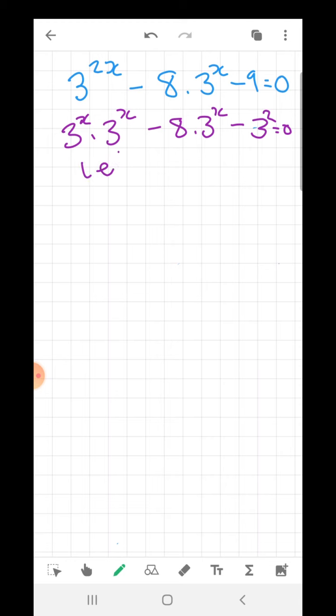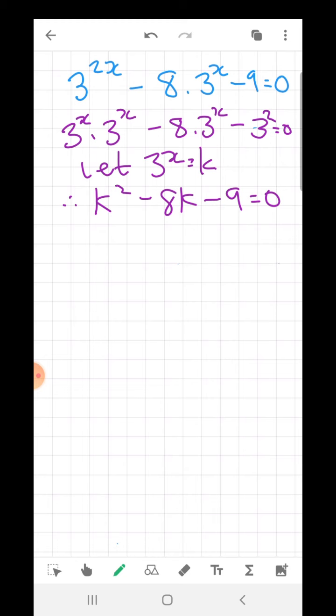Then I say let 3 to the power of x equal k. Therefore, k squared, because it's k times k, minus 8k minus 9 is equal to 0. See, that 3 to the power of 2, it didn't do anything. We could have just left it, but just simplify in case. Now we have a trinomial.